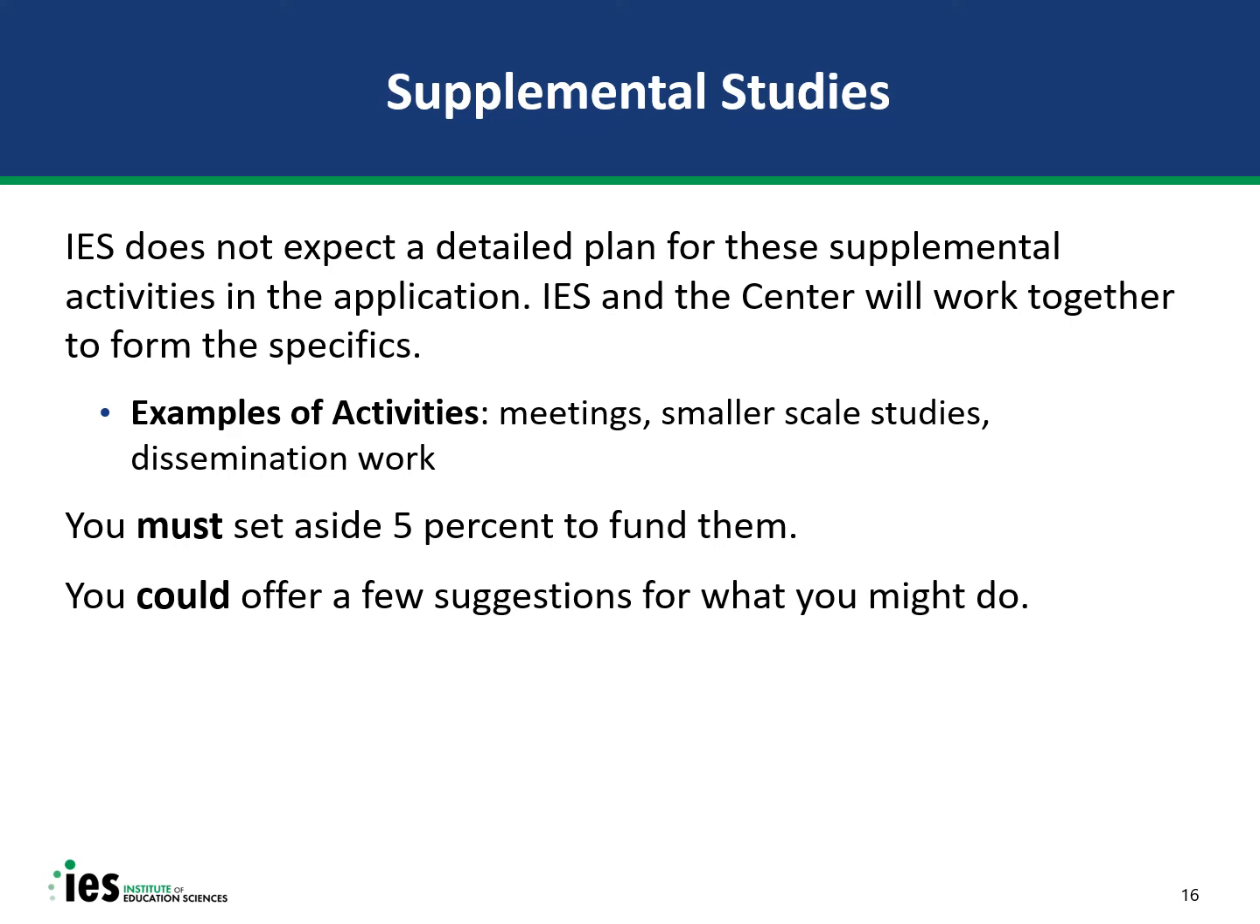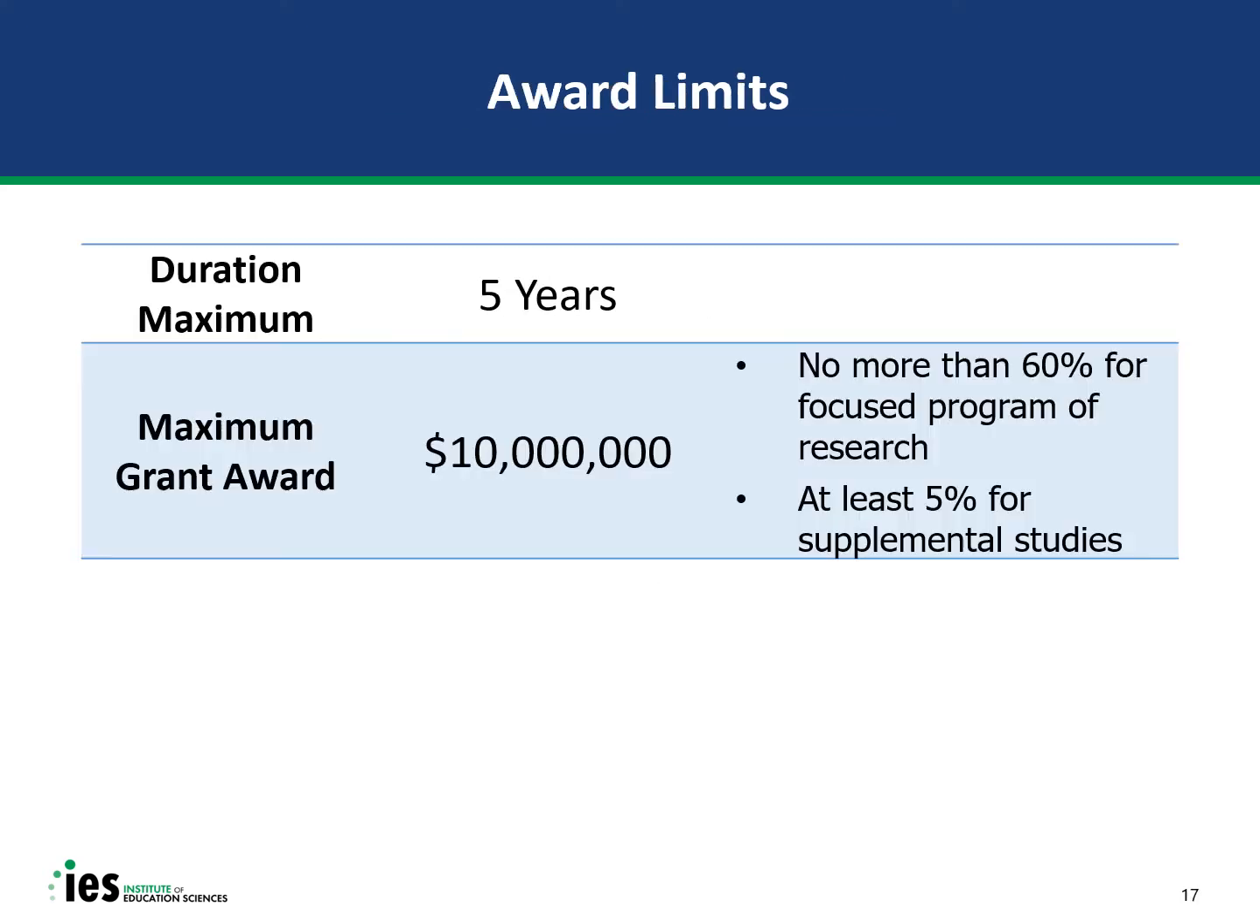In your application, you will want to demonstrate that you have the staff and capacity to conduct these activities, and you could provide a few examples of what you might do. Here is a summary slide of the award maximums that you must keep in mind when preparing your proposal. Note that no more than 60% of your budget should go to the focus program of research.